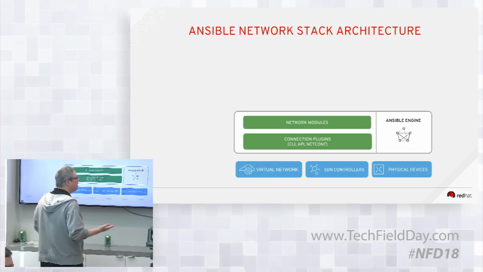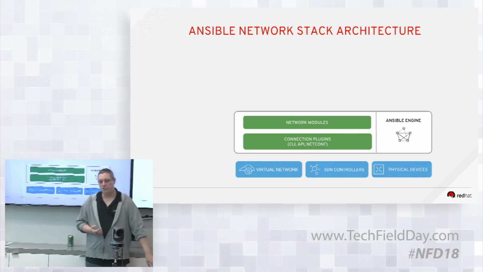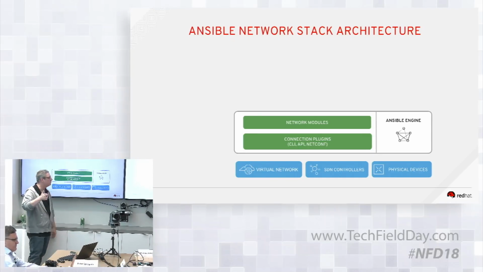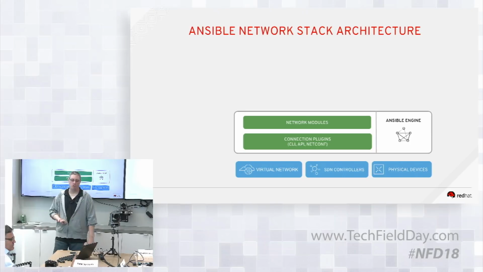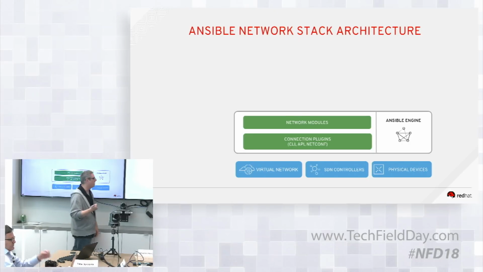So we started the day talking about Ansible Engine. And this is where we're at today, right? Everyone knows this. This is basically Ansible. Ansible comes with a set of connection plugins and a set of network modules. Now, the connection plugins today are CLI, API, NetConf. We're working on a new API plugin over HTTP called HTTP API. Real ingenious name. I think I was part of coming up with that one.